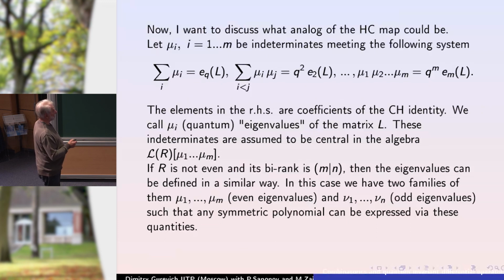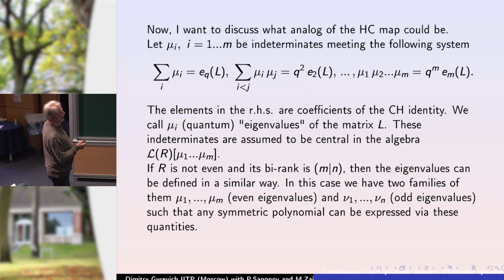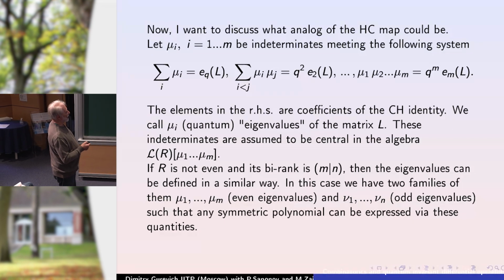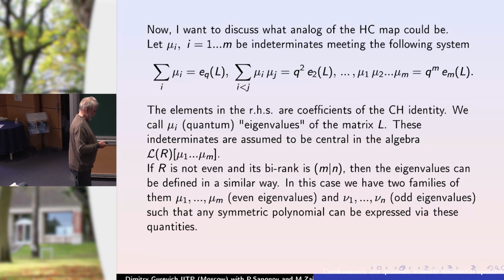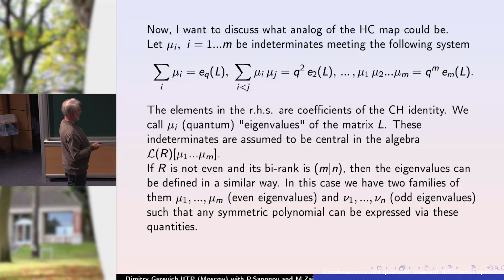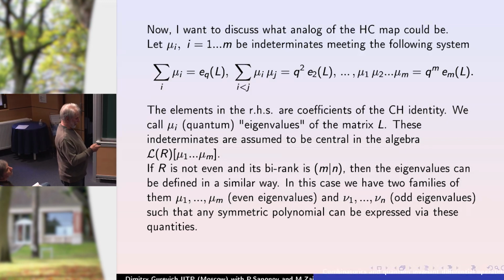But now I want to explain what the eigenvalues are in our setting. We introduce mu, the roots of the Cayley-Hamilton identity, and here the first coefficient, second coefficient, and so on. And because all coefficients here are central, we have here a central extension of our algebra. Of course, we assume that mu are central in the extended algebra. But in the general case, if we have the case of Mmn, we have two sets of eigenvalues, even eigenvalues and odd eigenvalues.